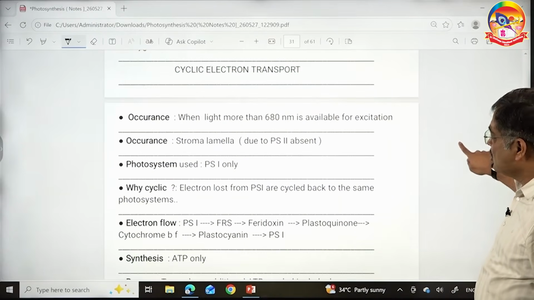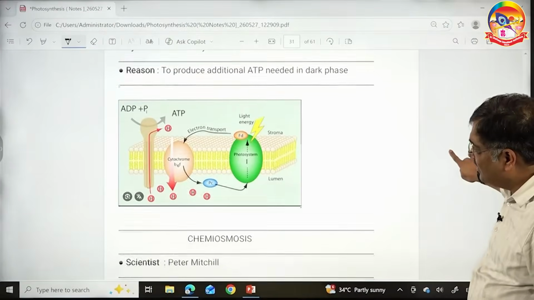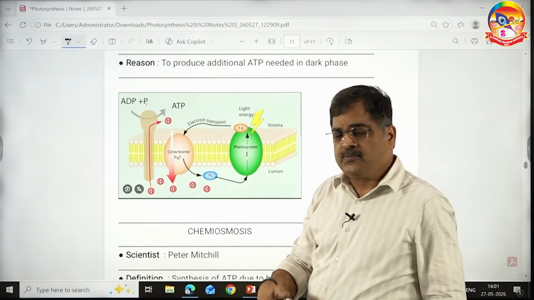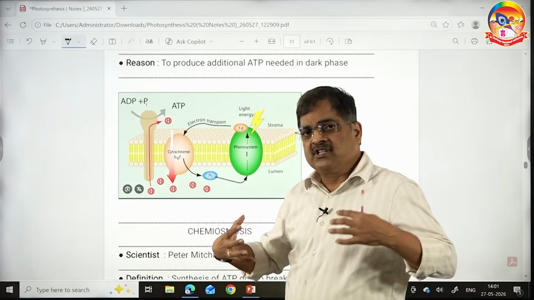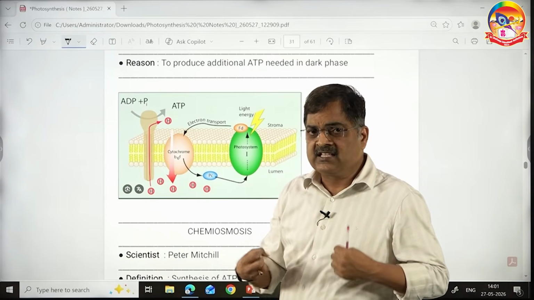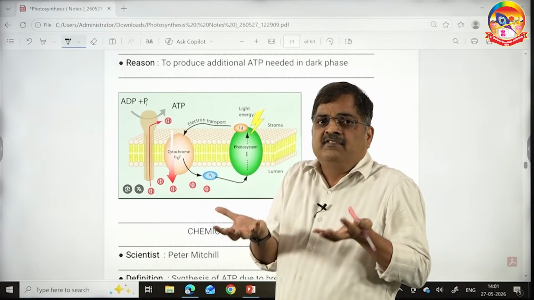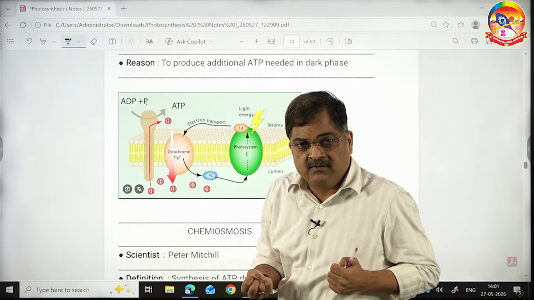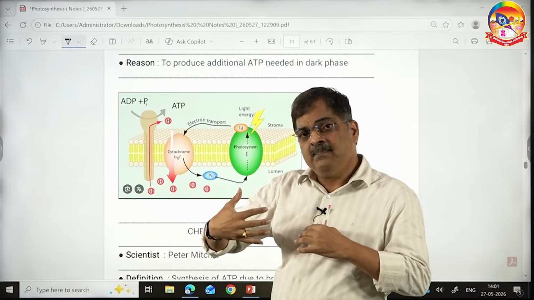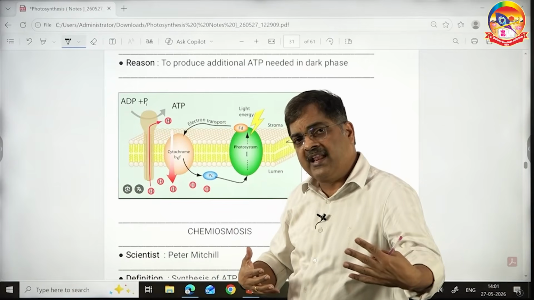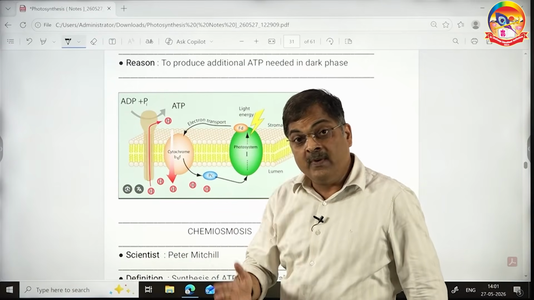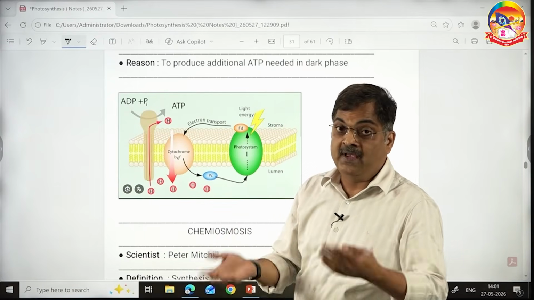And cyclic electron transport, children, let me show you here. Cyclic electron transport occurs under conditions where a photosystem is exposed to a wavelength greater than 680, or when there is a deficiency of NADP+, or when ATP synthesis is needed but not NADPH2. Cyclic can occur both on granal lamellae and always on stroma lamellae because there is no PS2 there.